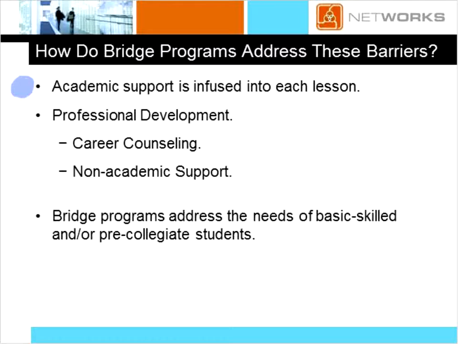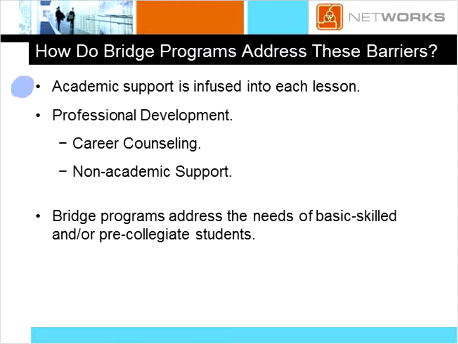Oftentimes what you'll see, and in my studies of other bridge programs, there's integrated or linked curriculum. So for example, math for science or writing for engineering. And the basic skills math or English teacher or ESL teacher teaches how to do the assignments in the target class.